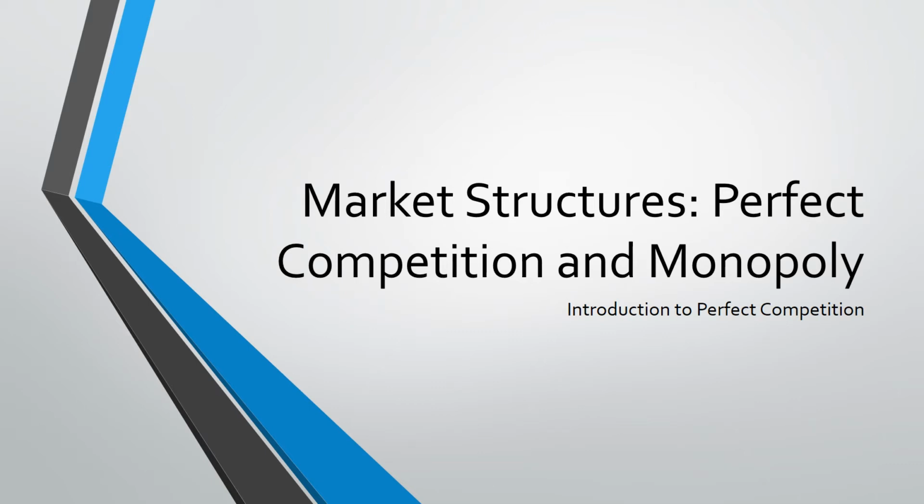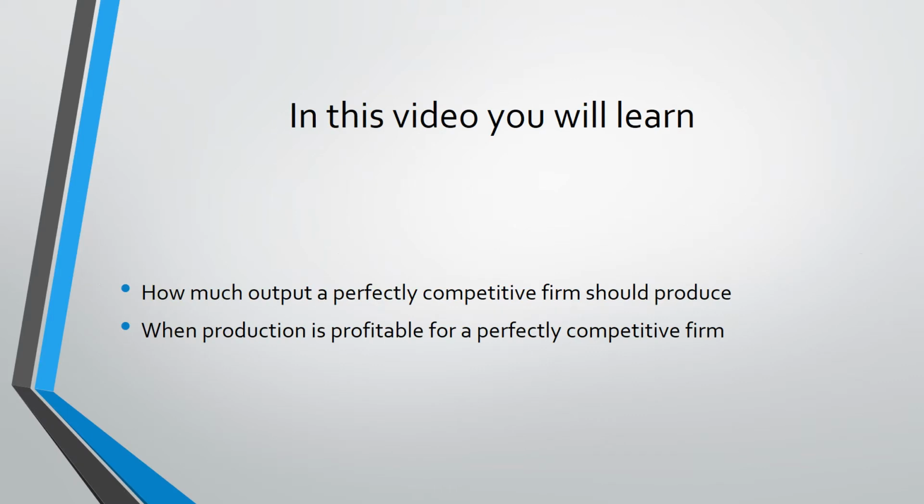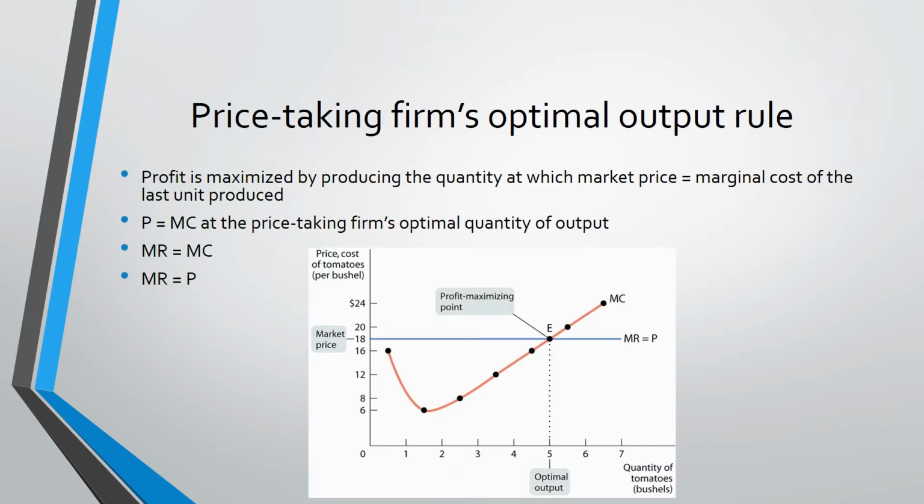Alright, welcome to Unit 4, Introduction to Perfect Competition. In this video, you will learn how much output a perfectly competitive firm should produce, as well as when production is profitable for a perfectly competitive firm. Let's get to it. Alright, so we have here something called the price-taking firm's optimal output rule.